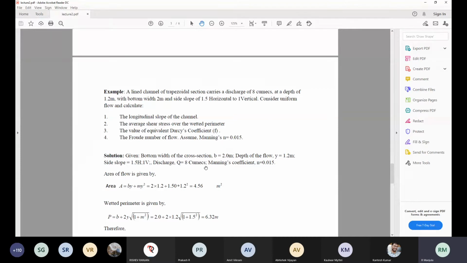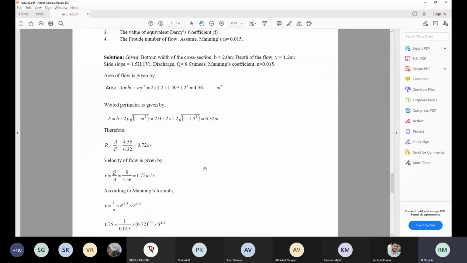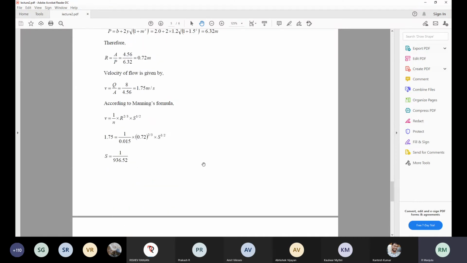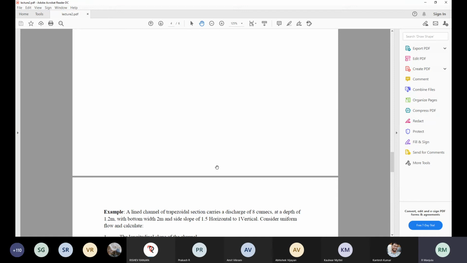Okay, so to do this problem we need to know Manning's equation and Darcy's equation. We will go back to velocity and stress, and then we will come back here.